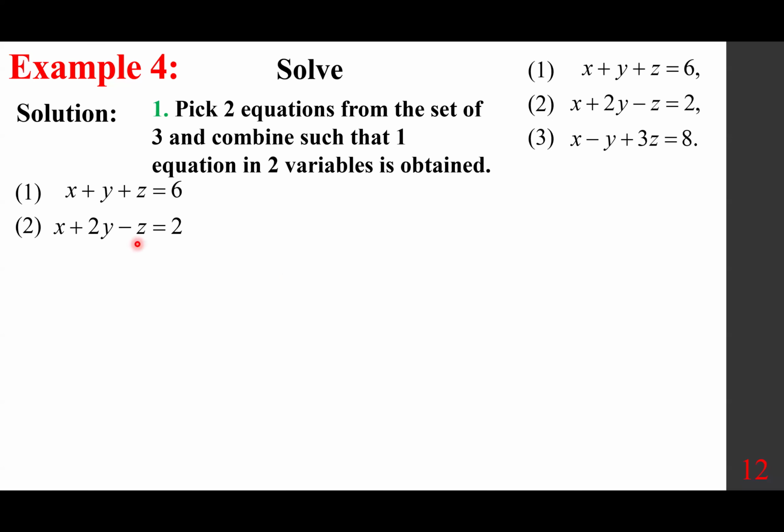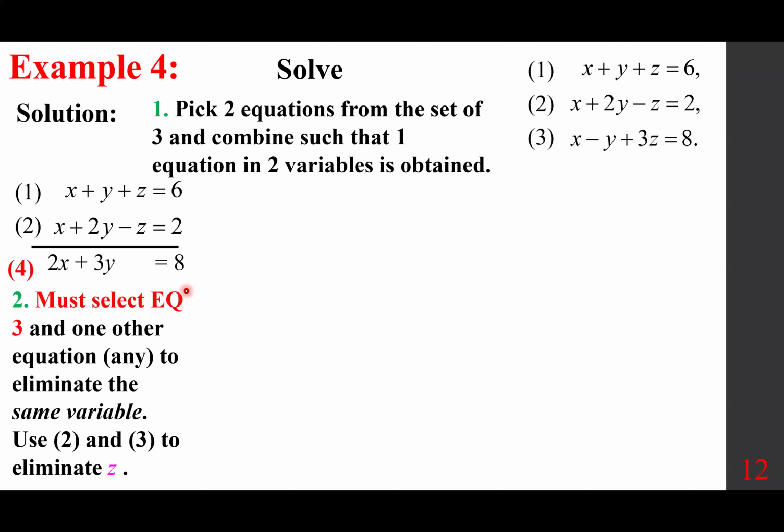So we are going to add them up. These two cancel each other. These two add up to 2x. These two add up to 3y. And these two add up to 8. And this new equation, we call it equation number 4. Okay? So we call it equation number 4.